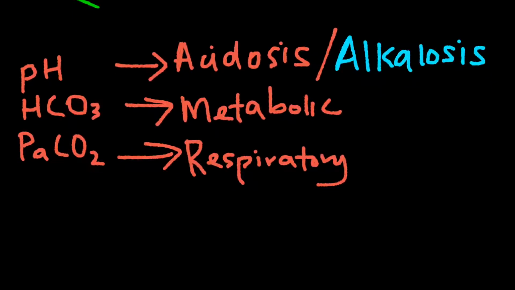So pH is used to determine if the blood is acidic or basic, so if it's experiencing acidosis or alkalosis, which is basic. HCO3 represents the metabolic aspect of the acid base, and PaCO2 represents the respiratory aspect of the acid base.